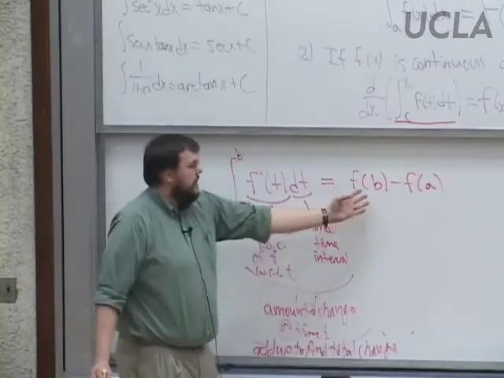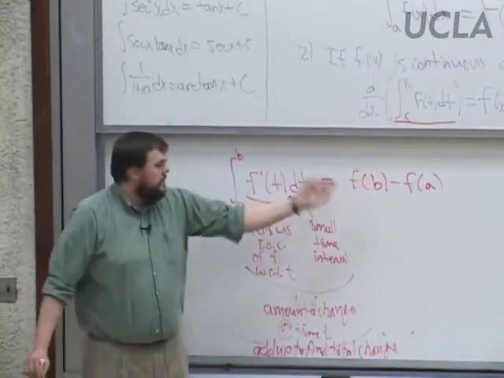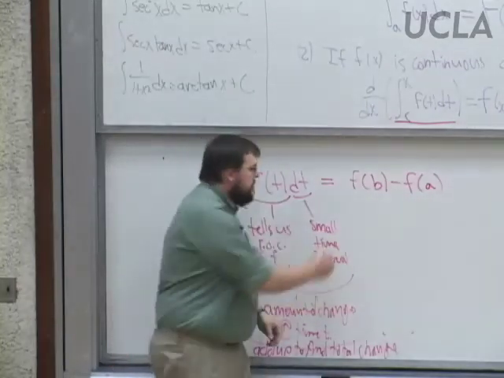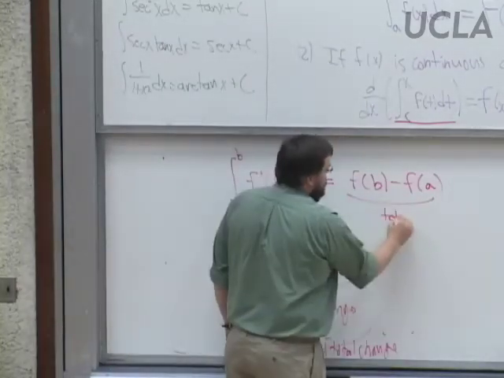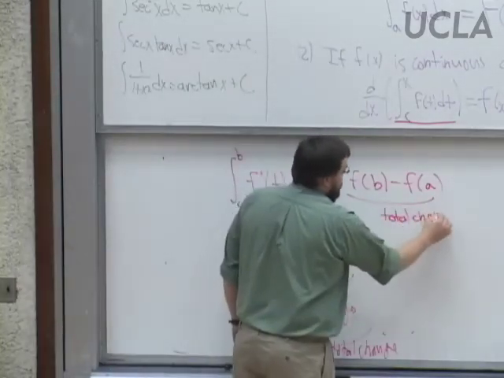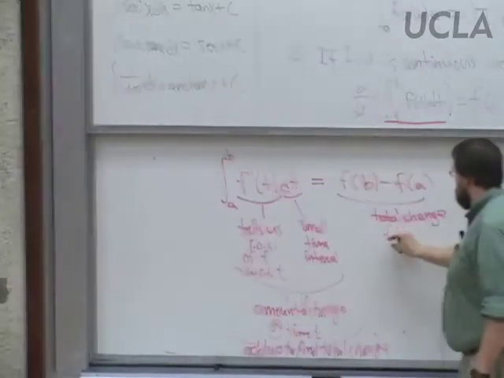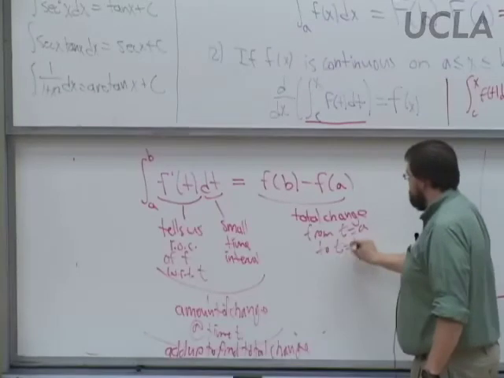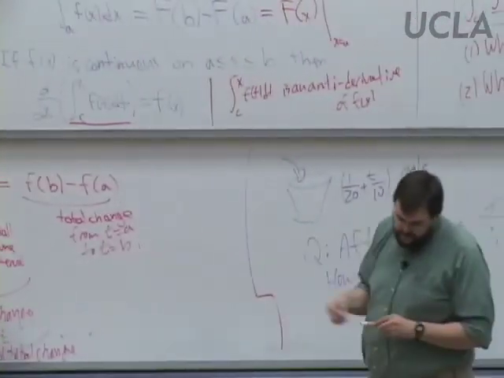And look, what is f of b minus f of a? Well, f of b is what I am at t equals b. f of a is what I am at t equals a. So this is also the total change from t equals a to t equals b. Okay, so it's nothing more sophisticated than this.